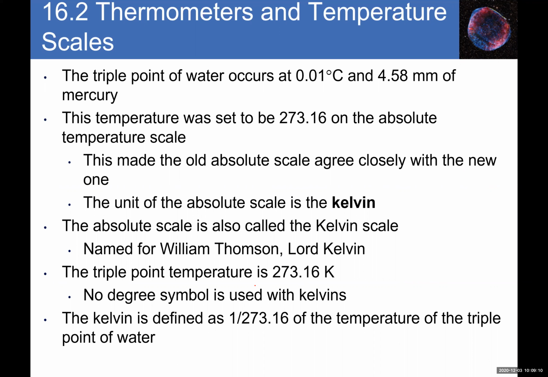This temperature was set to be 273.16 on the absolute temperature scale, so this made the old absolute scale agree closely with the new one. The units, as I mentioned, are Kelvin. The absolute scale is also called the Kelvin scale, named after William Thomson, who also called himself Lord Kelvin. He was a Scottish physicist who got knighted by the Queen of England, so he was technically a lord. The triple point temperature is 273.16 Kelvin. No degree symbol is used for Kelvin, just a number and Kelvin, whereas for Celsius and Fahrenheit we do use a degree symbol.